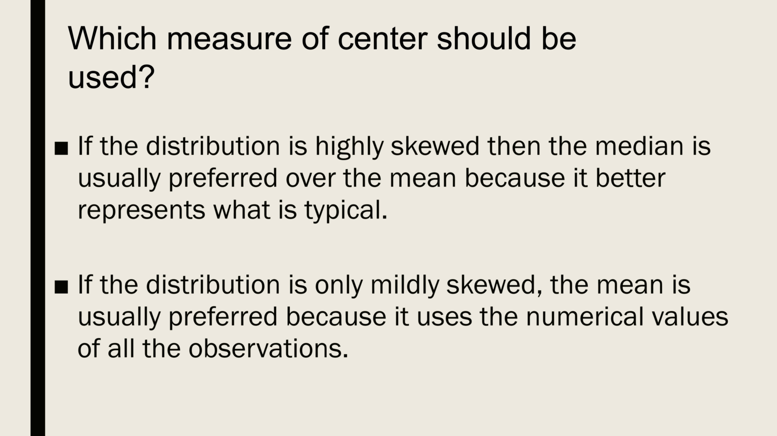So we have 3 measurements of center: mean, median, mode. Which one should we use? Here are 2 general rules we can follow. If the distribution is highly skewed, then the median is usually preferred over the mean, because it better represents what is typical. If the distribution is only mildly skewed, then the mean is usually preferred, because it reflects the numerical value of all observations.